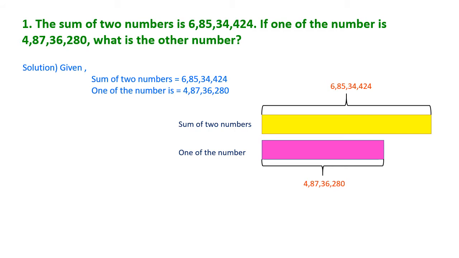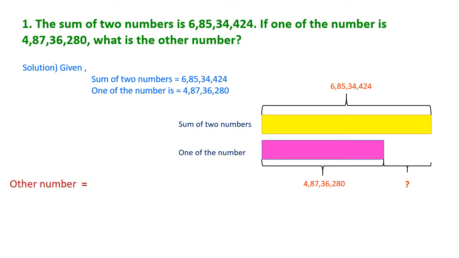And now in order to find out the other number, we have to find this portion of the yellow bar which is not covered by the pink bar. So we have to find this portion. And how will we find it? We will simply subtract the given two numbers.